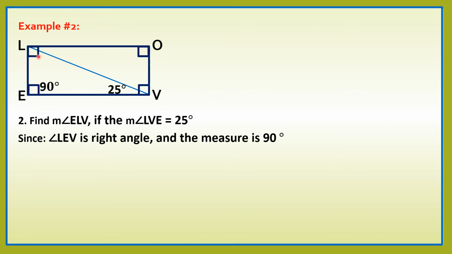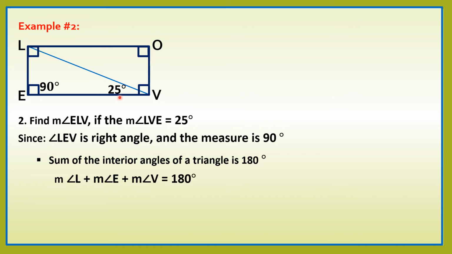So this third angle is missing, but we already have the measures of two angles. If you notice, that is a right triangle. So always remember, the sum of the interior angles of a triangle is 180 degrees. So the total of this triangle is 180 degrees. We already have 90 and 25. Therefore, we can say now that the measure of angle L plus the measure of angle E plus the measure of angle V is equal to 180 degrees. Since the measure of angle L is missing, you just copy the measure of angle E, that is 90, plus the measure of angle V, which is 25, is equal to 180 degrees. And then we have to add 90 and 25, so that is 115.